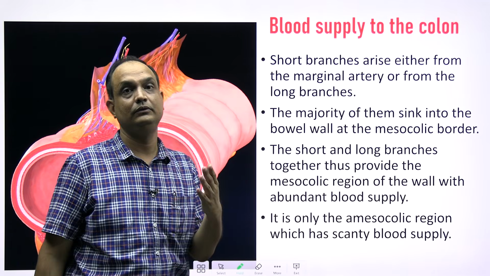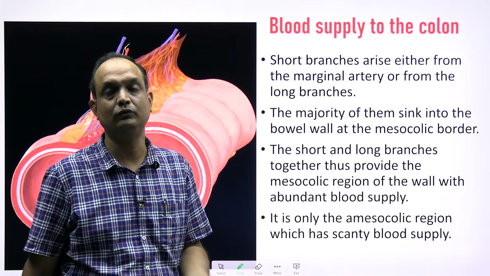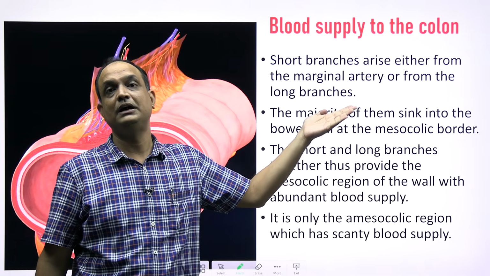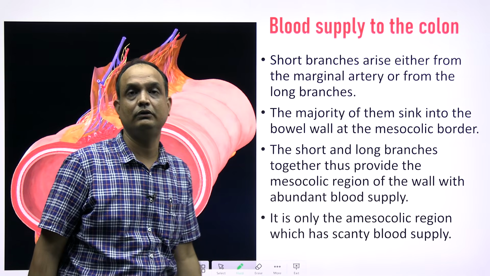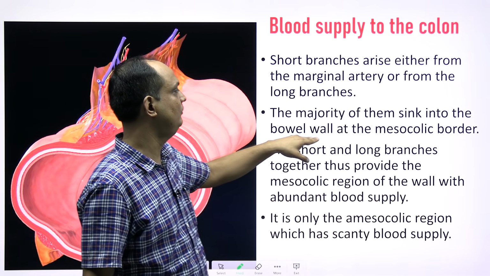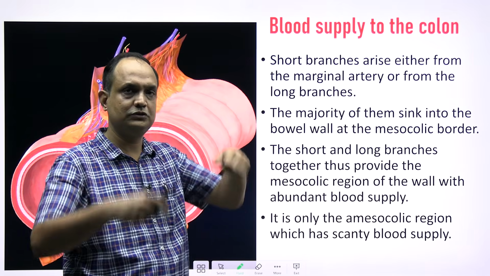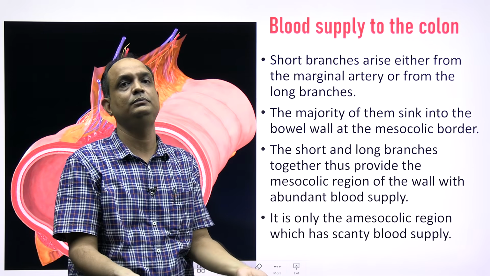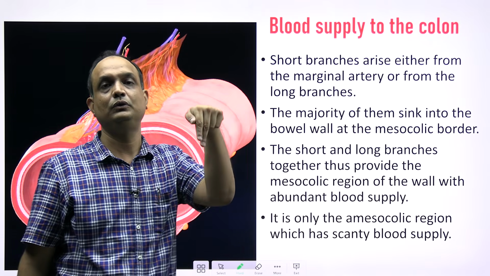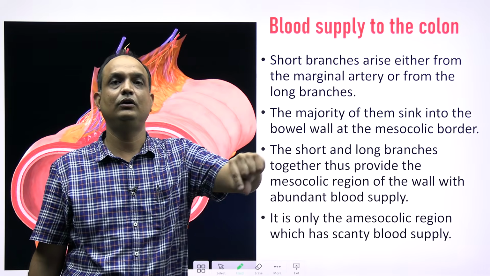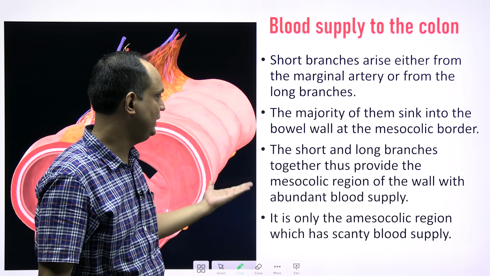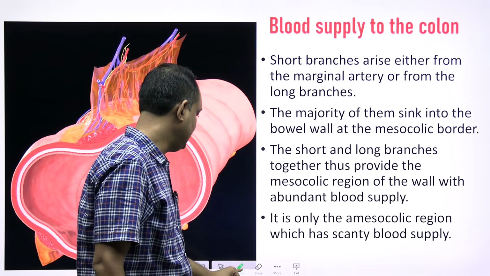So, we have seen the vasa brevia and the vasa longa. So, what about the vasa brevia or the short branches? They may be a direct branch of the marginal arteries, or they may be a branch of your long arteries. Now, the majority sink into the bowel wall at the mesocolic border. That means the short branches will not divide into anterior and posterior, they will just go directly into the wall of your colon, and that is the border of the mesocolic tinea. The short and long branches together provide the mesocolic region with abundant blood supply.